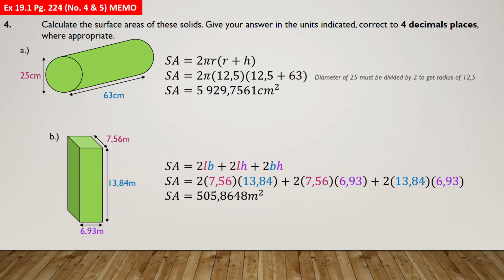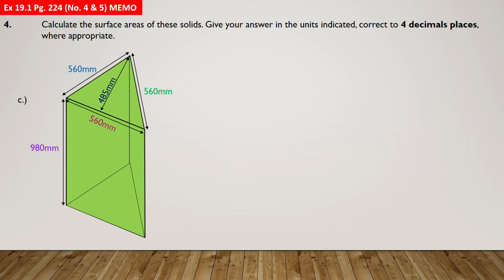Alright, then for C, it was a triangular prism. So my formula for the surface area of a triangular prism looks like this. I've got 2 times a half base times height, that's my two triangles. Length times side 1 of the triangle, length times side 2 of the triangle, length times side 3 of the triangle. So my length is this length here, 980 millimeters.